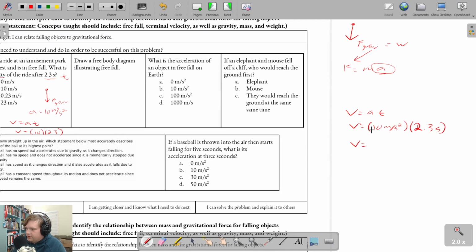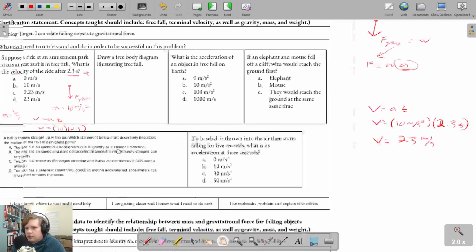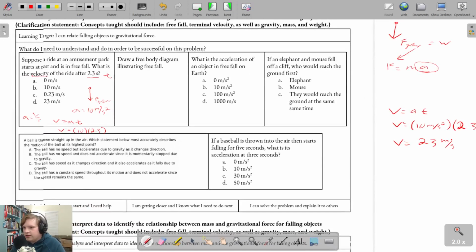Our velocity is going to equal 23, and we know it's velocity, so it's meters per second. We can see the seconds times meters per second squared, this second's going to cancel out one of these seconds, so we're left with one second. So 23 meters per second. We move back over, we look at our answer choices, and lo and behold, we have an answer choice of 23 meters per second. There we go.